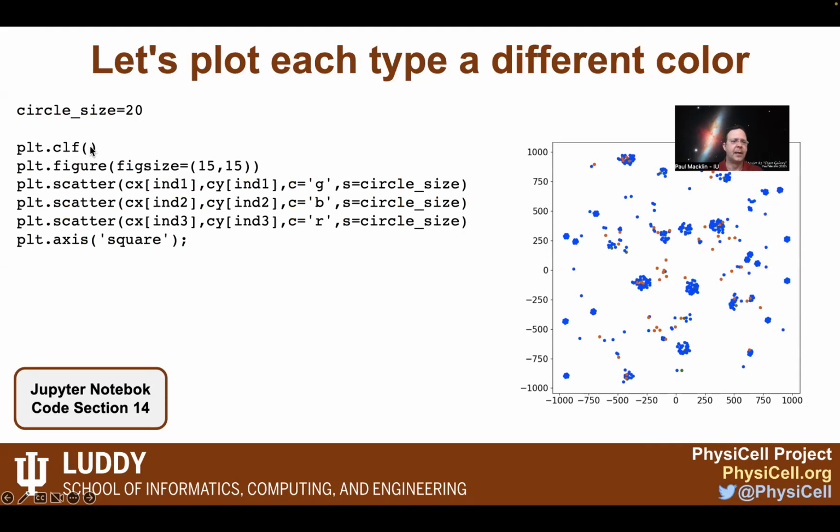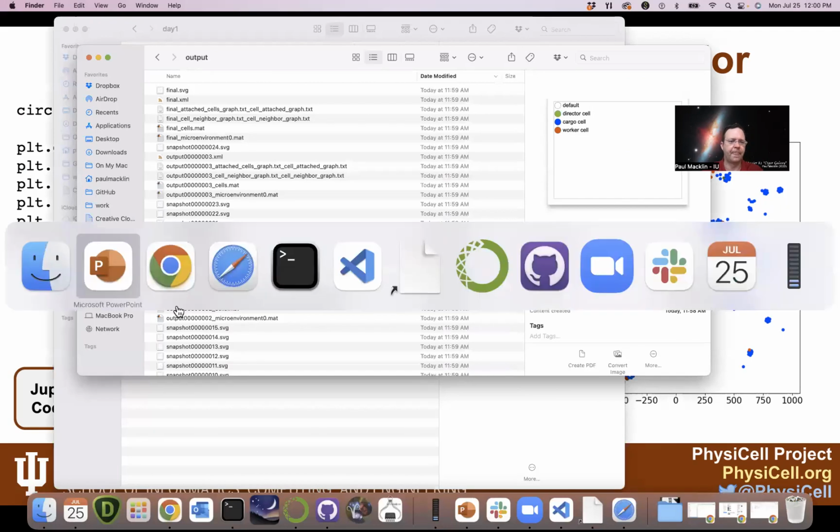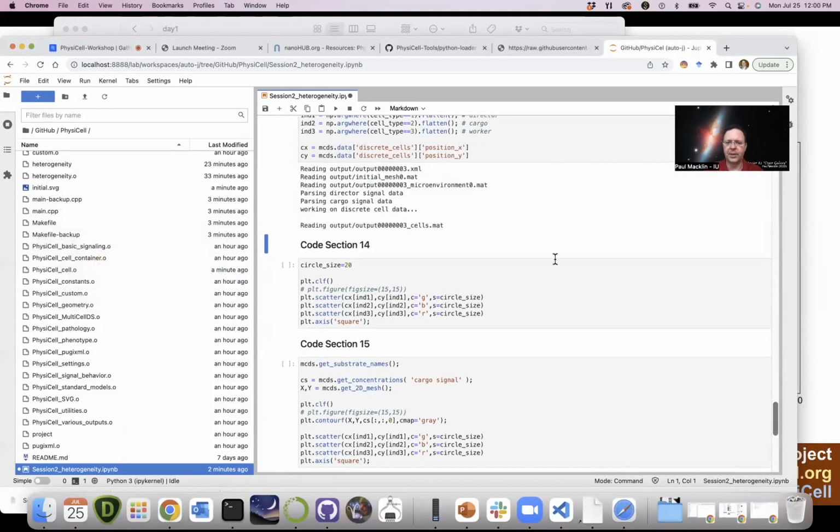And then I'm going to do a scatter plot of the type 1 cells, and I'm going to make them green. Type 2 cells, make them blue. Type 3 cells, make them red. So let's see, I'm restricting my X positions to these different sets of indices. It gives a little bit more precise handling.